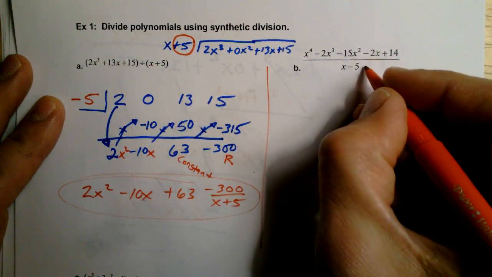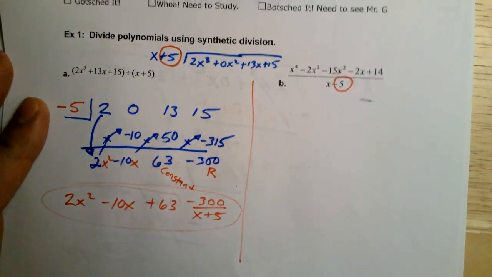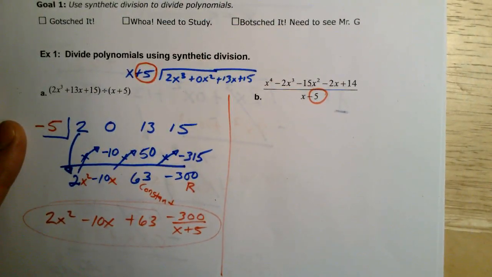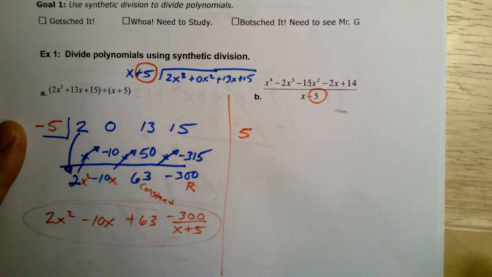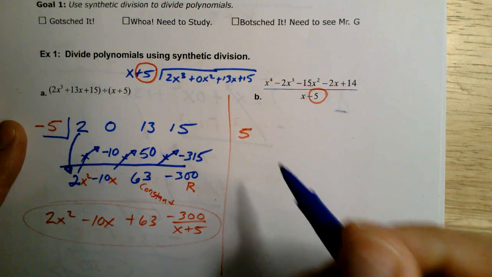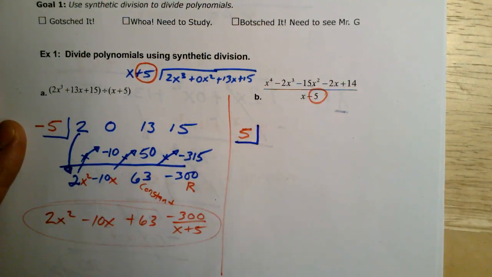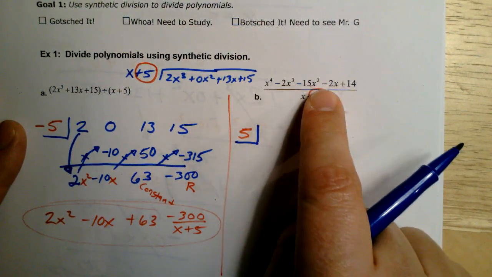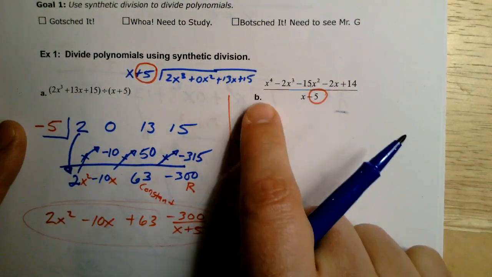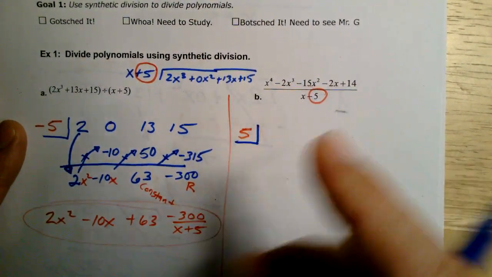So I take x minus 5. I take that guy and I do the opposite. So I subtract it. When I subtract a negative, that's a positive 5. I put that right there. And now I take all of my coefficients and write them out. If I'm missing a term, which I'm not, I would put a 0 in.